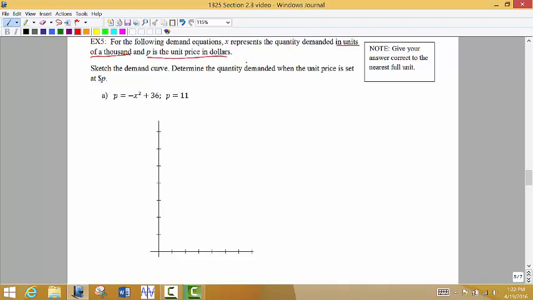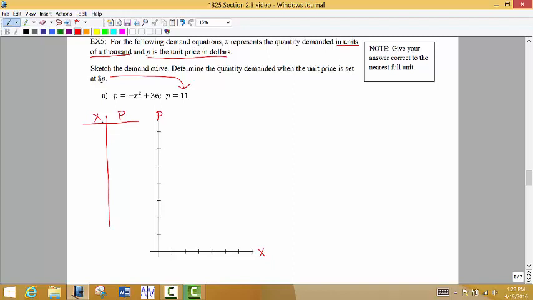We want to sketch the demand curve. We want to determine the quantity demanded when the unit price is set to be P equals $11. So we're going to graph this equation where X represents what we're putting in and P represents what's coming out. So remember, P represents kind of that traditional y-axis and X is representing the traditional x-axis.